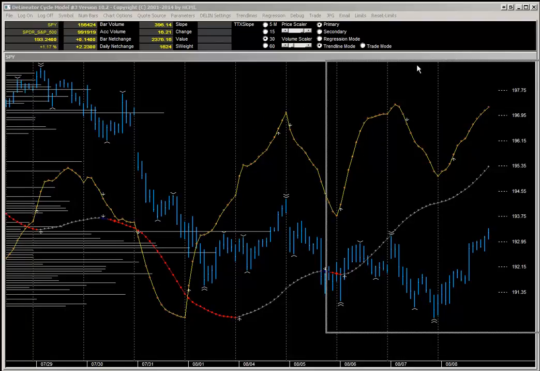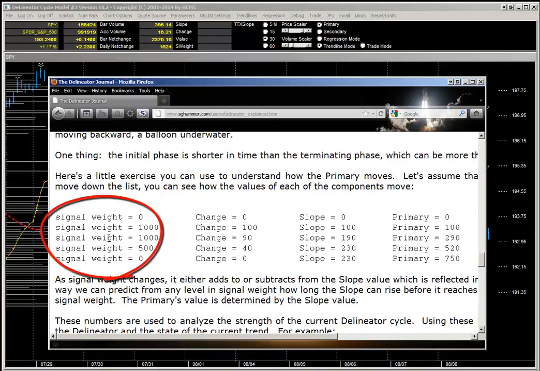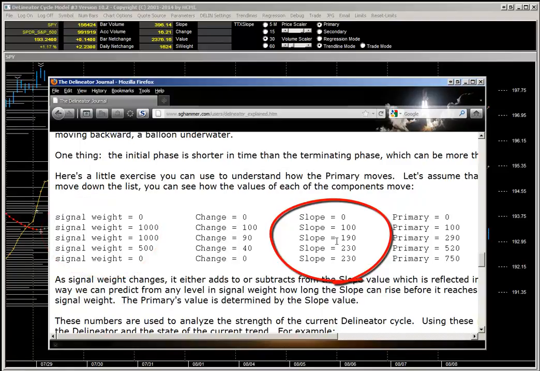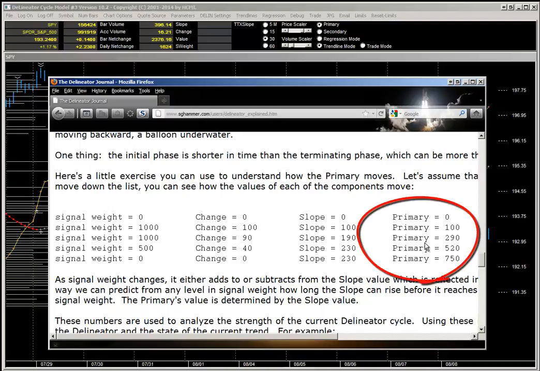So let's run through a little exercise. Here I'm pulling into the screen from the Delineator Basics section a little exercise that we can run through. Signal weight is market breadth, we know that. The slope is the value of the slope of the delineator. The change is the change in the value of the slope from the prior period to the current period and is a direct measure of momentum. And we're going to see how the primary value is calculated.